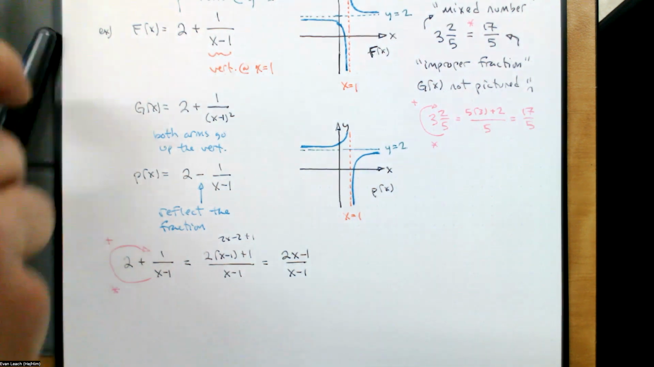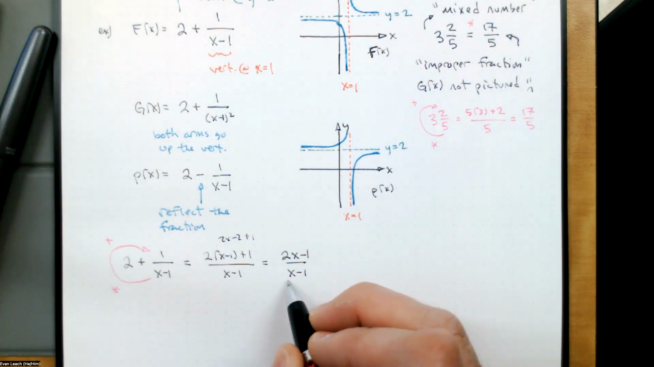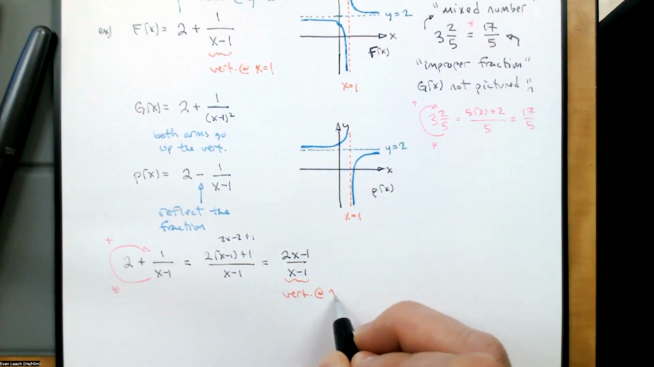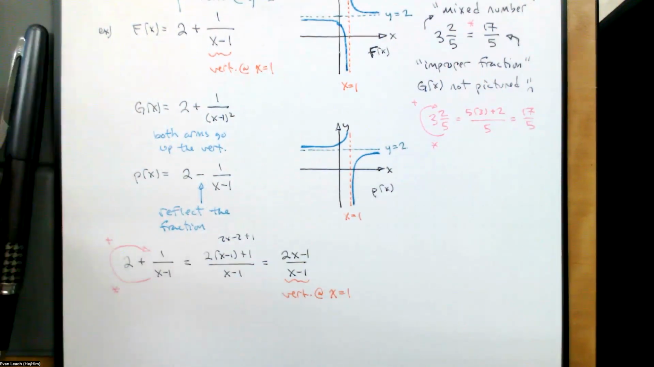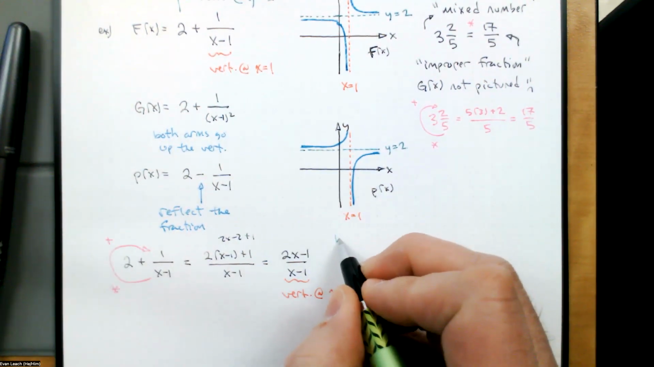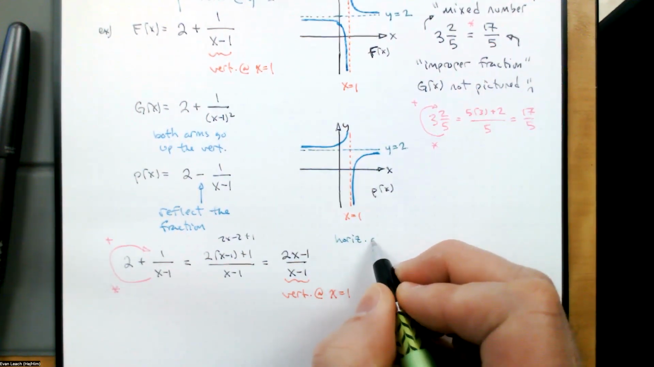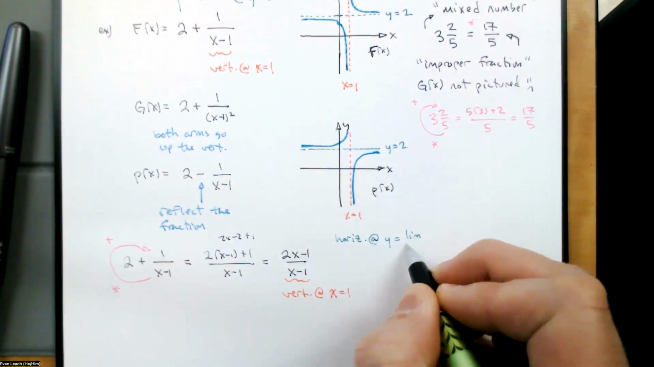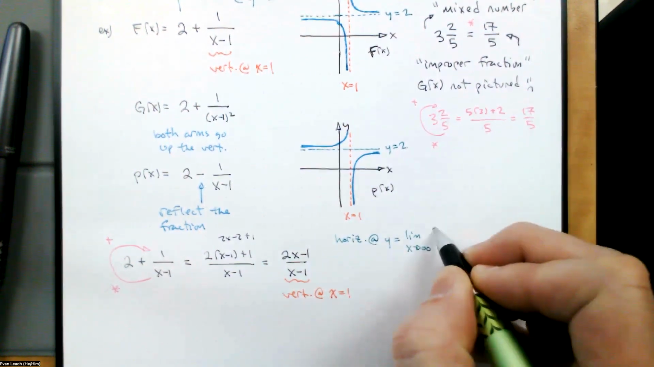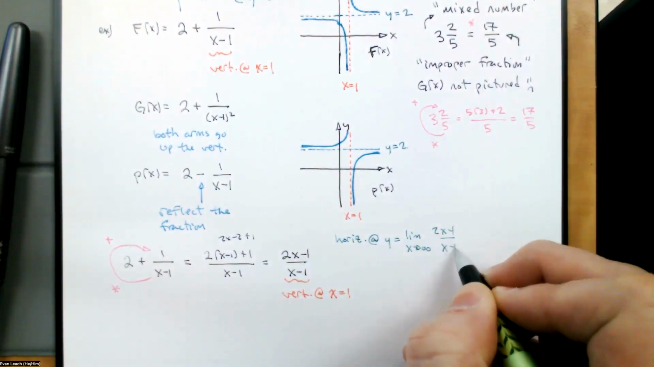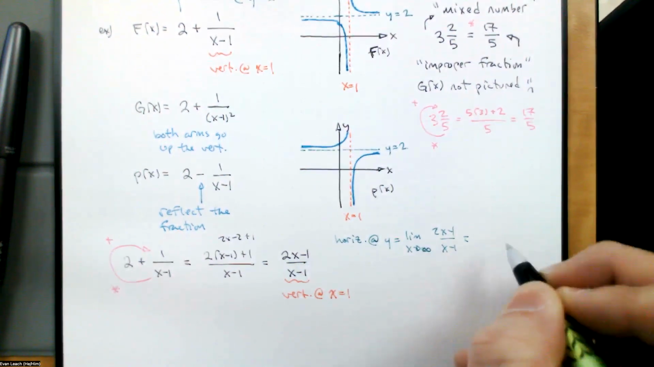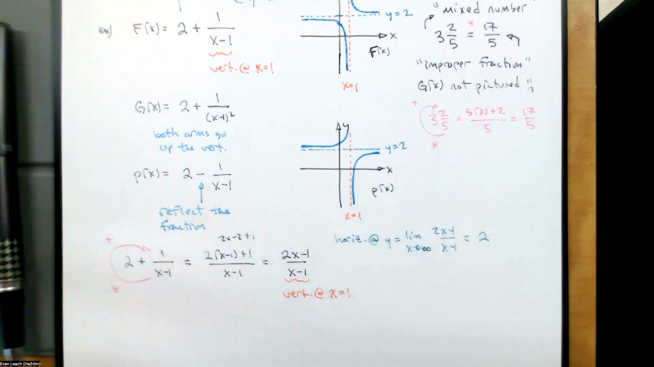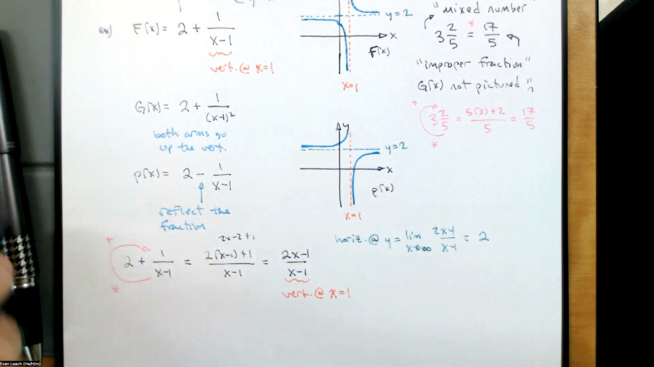So we would think about it slightly differently. We would still look at this and say there's a vertical asymptote at x equals 1. But then when we look at the limits, we have to think about what's happening as x goes to infinity. And as x goes to infinity, this all goes to 2. Same horizontal asymptote that we had before.